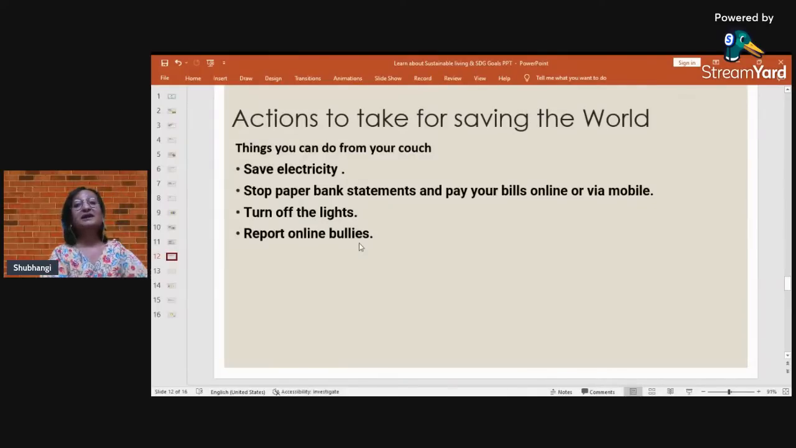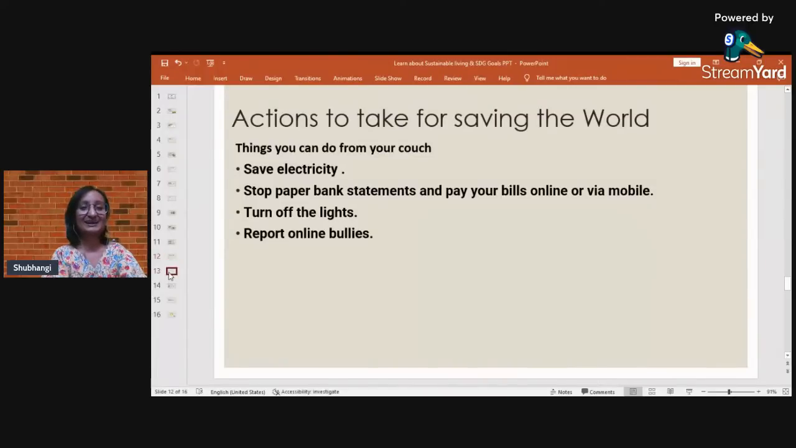Again, respect is very, very important. Whether bullying happens in the classroom, at home, or in the digital world, we need to understand that respecting each other is very, very important, and it is also an important part of the SDG goals. So these are some actions, some points which we can add in our day-to-day life.